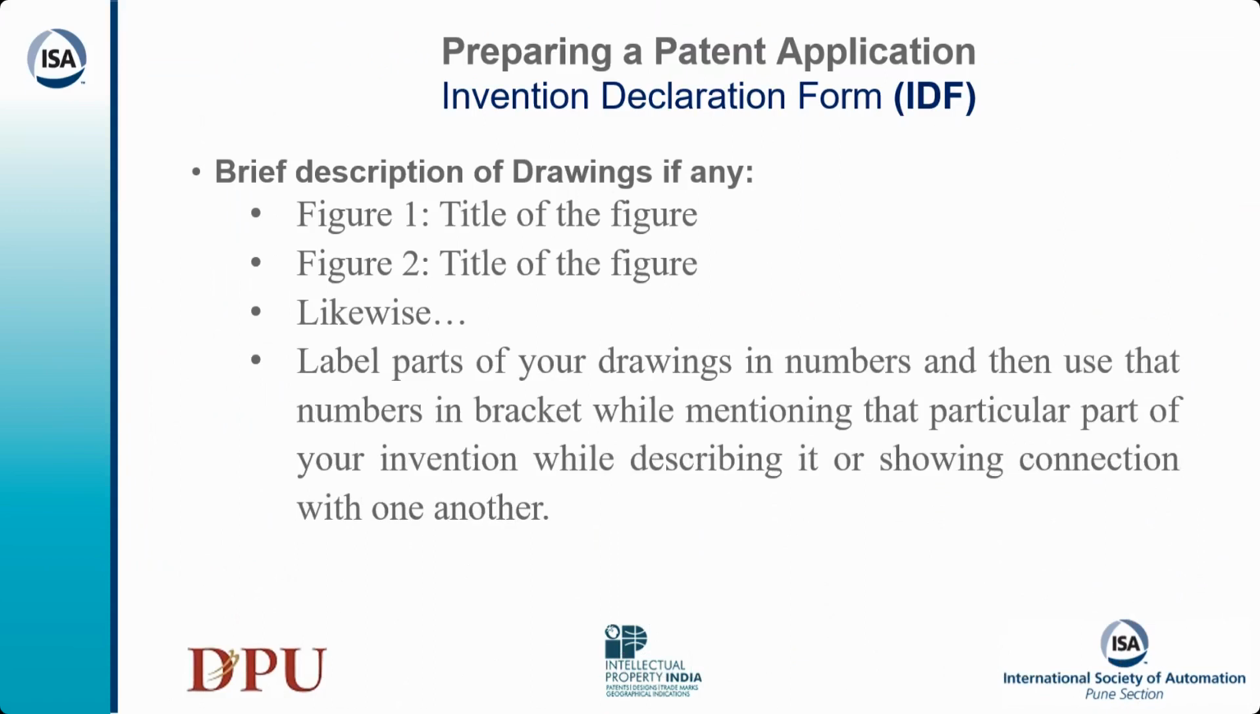Label the parts. Labeling is also an art. Normally we label the parts by giving some name to them, but usually it is practiced that those labels are given in the form of numbers, and those numbers will be explained whenever we give the broader description of the drawing, which is the next step. So label the parts of your drawings in numbers, and then use that number in brackets while mentioning that particular part of the invention while describing it.